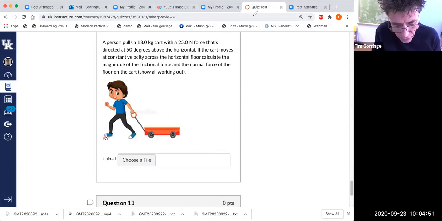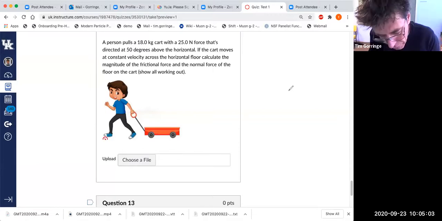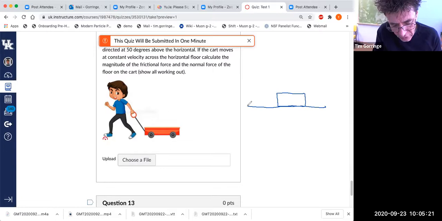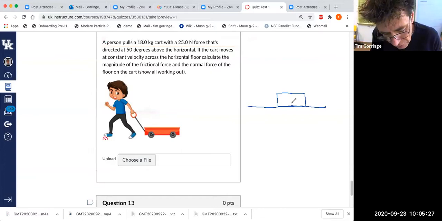Okay, the final question, final problem, is the fully worked out problem, where you submitted a PDF or a JPEG. And so let's solve this problem. In this problem, we're imagining a cart that's being pulled from right to left across the floor by a person that's exerting a force. And we've got to figure out the normal force and the frictional force that act on this cart. So let's see if we can do that.